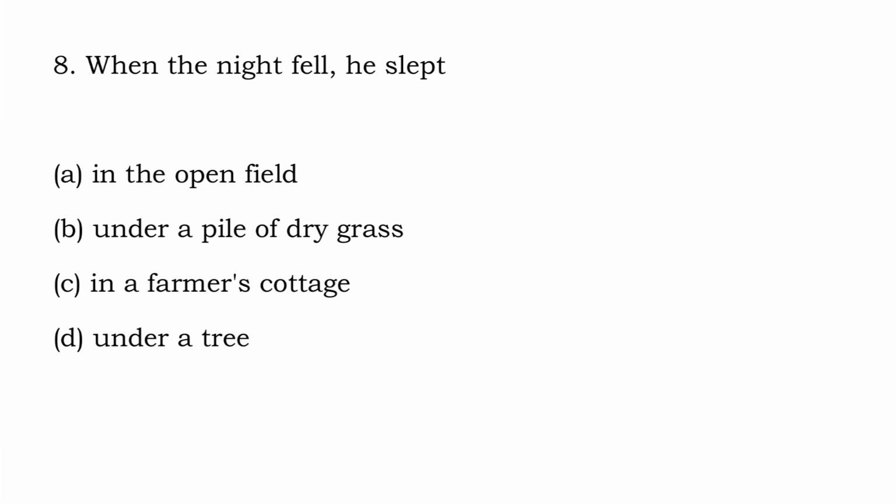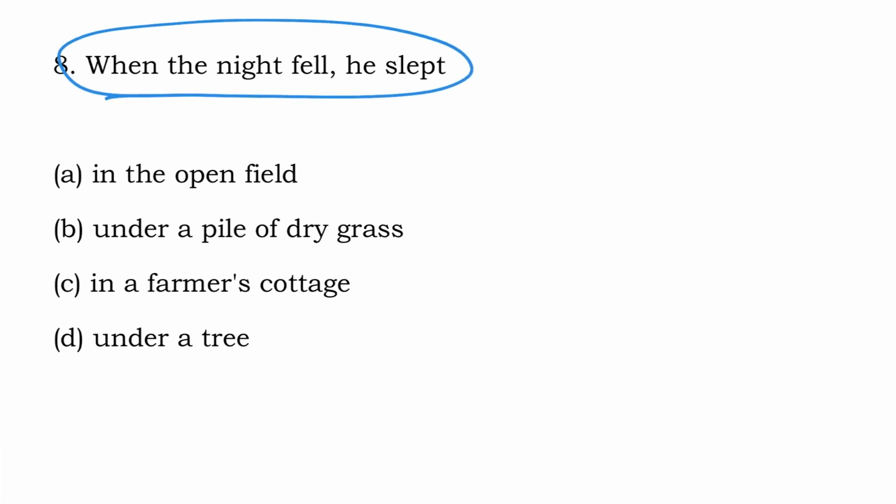The first question is, when the night fell, he slept here. When the night fell, he slept in the open fields, under a pile of dry grass, in the farmer's cottage, or under a tree here. The passage reads, he slept under a haystack here. Haystack means a pile of dry grass here. So option B is the right answer here. Moving on to the next question.